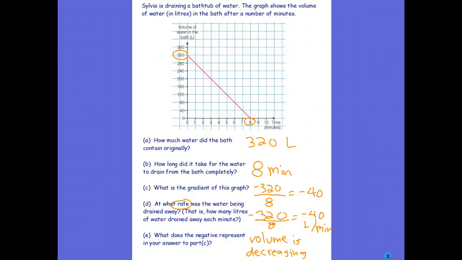So the point of this is to show you that the gradient does have a physical meaning in real life problems, which is it's basically the steepness. The gradient just represents the rate at which a variable is changing. In this case, it's how quickly the volume is changing per unit time.